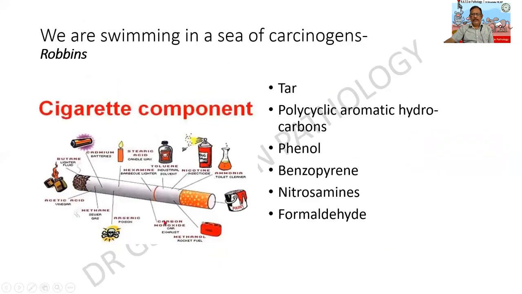Coming to this one, our favorite friend, cigarette. Robbins says, we are swimming in a sea of carcinogens, and the number of carcinogens can be hundreds or even thousands. I just enumerated a few of these. You find that a lot of these are present within the cigarette and the cigarette smoke, and these can induce malignancy not only in the lung but in various other organs, surprisingly even the urinary bladder.